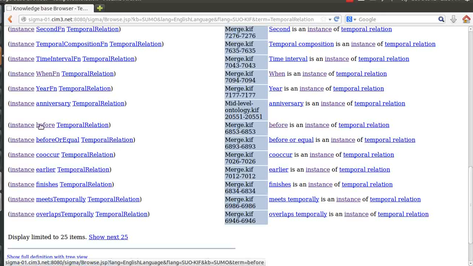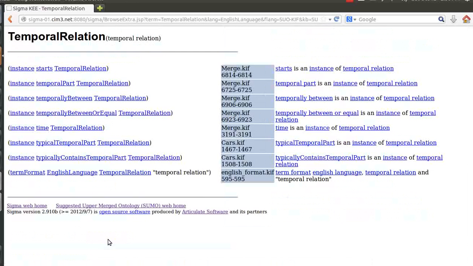So we have before, equal, co-occurs, finishes, overlaps temporally. You could spend some time looking at these relations, and that's usually helpful. You'll need most of them at some point when you're doing your representation.